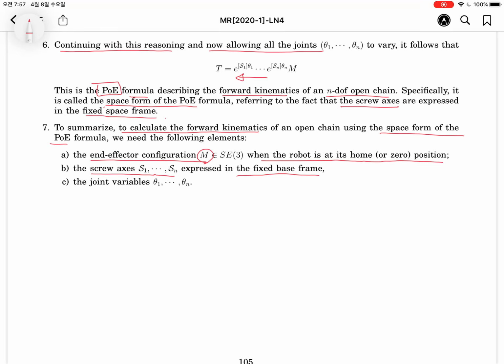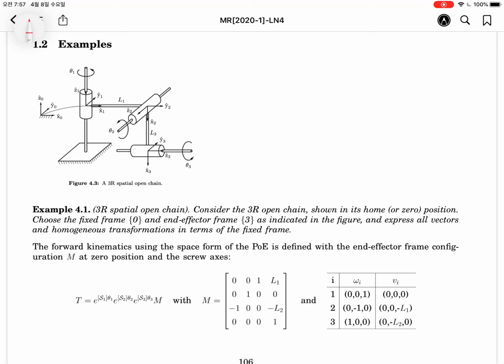And then we will take the matrix exponential using the screw axes, and it will be multiplied, pre-multiplied, onto the matrix M. Then we can get the final homogeneous transform, and then we can know the orientation and the position of the end effector. Last one, the joint variables will be applied as variables.